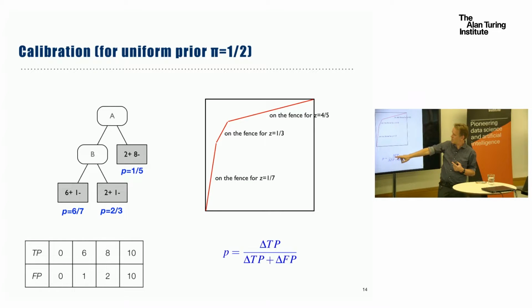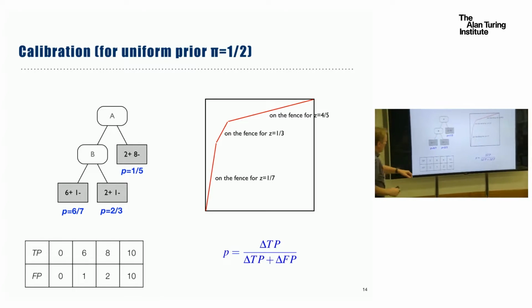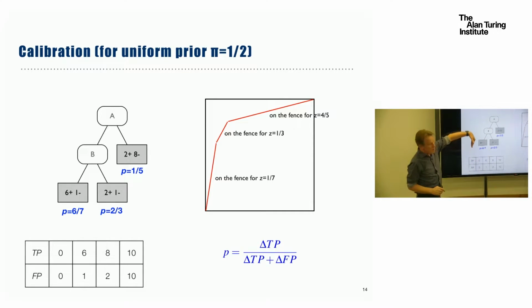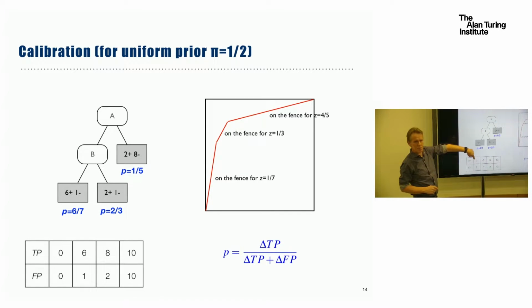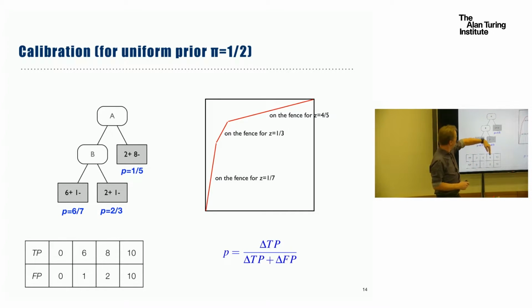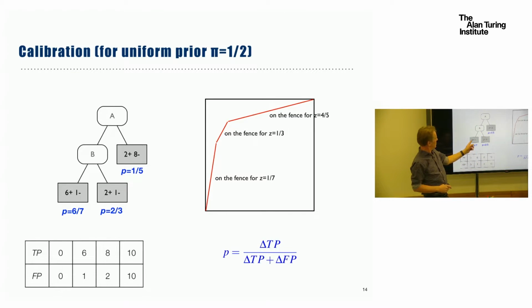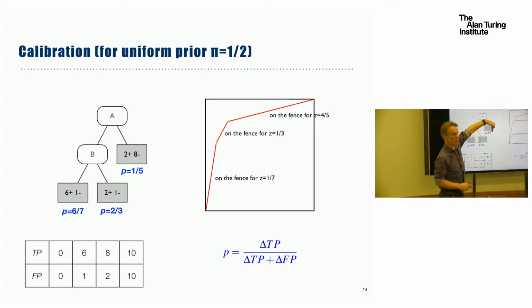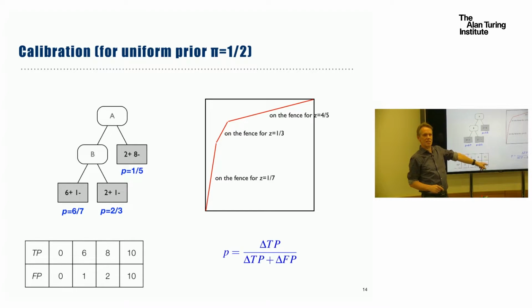So I write this as delta true positive. Let me explain this a little bit. Here we have the true positives and the false positives. If I put my decision boundary here, which is everything negative, I don't predict any positives, so I don't have any true positives, but I don't have any false positives either. If I put the decision boundary here, then I accumulate 6 true positives and 1 false positive. If I slide it to here, then I accumulate 2 more true positives and 1 more false positive. If I slide it to behind here, then I have 10, 10 here, okay?